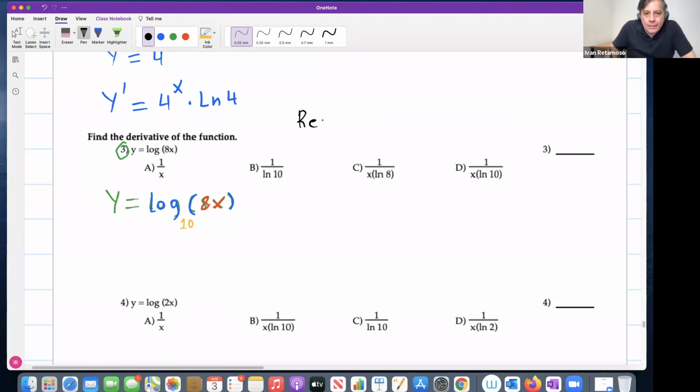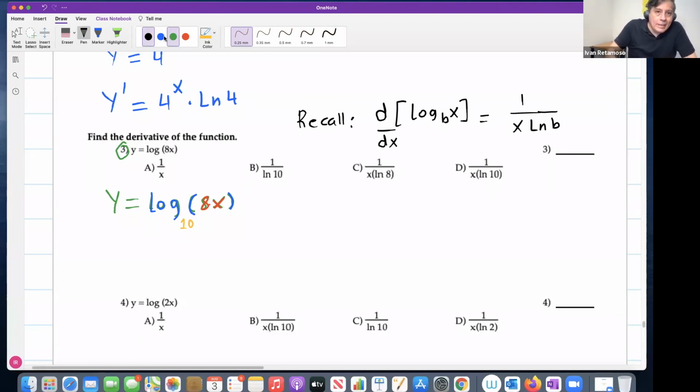And apply this formula. Recall the derivative of log base b of x, not natural log necessarily, right? But let's say the base is b, is equal to 1 over x multiplied by natural log of the base. This is the formula you have to apply here together with the chain rule, right? So go ahead, guys.